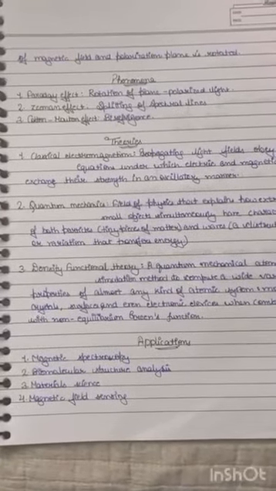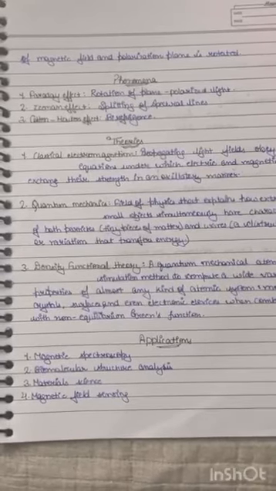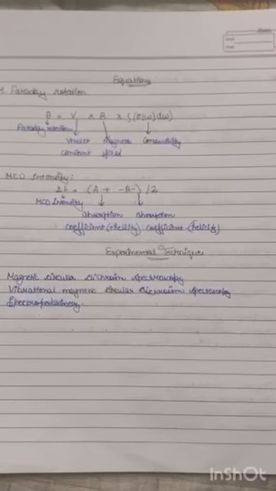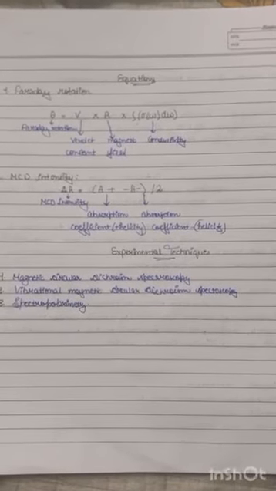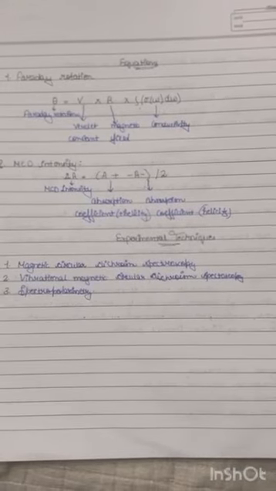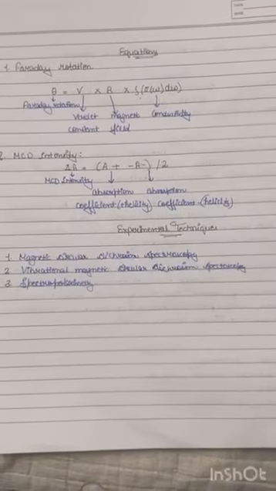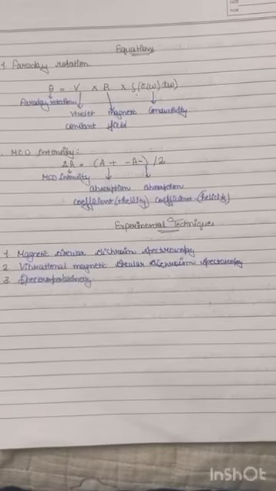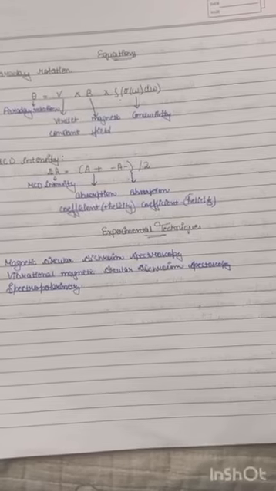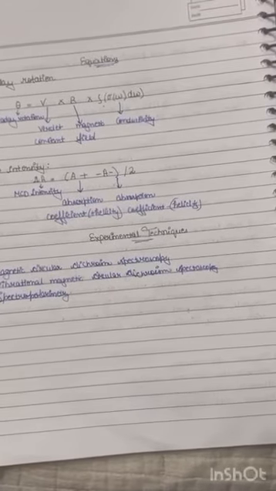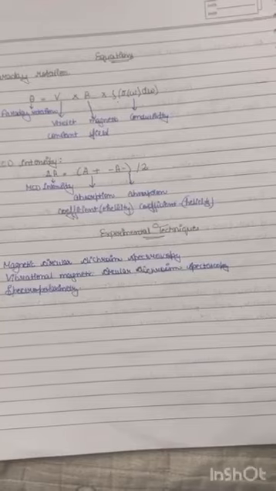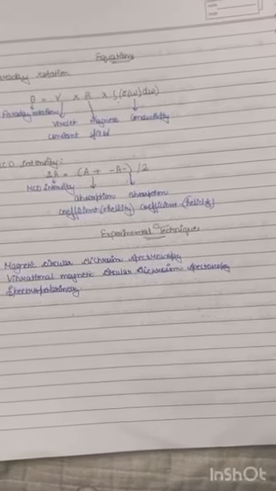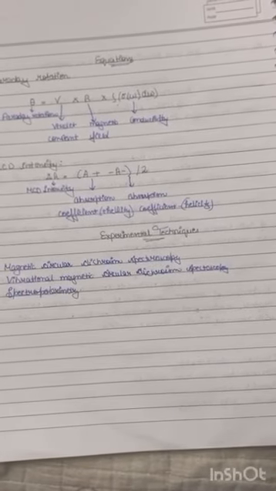Applications include magnetic spectroscopy, biomolecular structure analysis, material science, and magnetic field sensors. There are some equations, which include Faraday rotation, with the Verdet constant, magnetic field, and path length. The second one is MCD intensity, which relates to the absorption coefficient for positive helicity minus that for negative helicity. Experimental techniques include magnetic circular dichroism spectroscopy, vibrational magnetic circular dichroism spectroscopy, and spectropolarimetry.